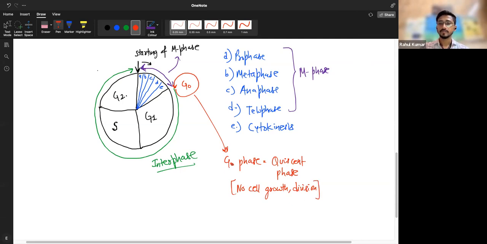Do you understand? So G0 is kind of stuck. The cell cannot participate in further cell cycles.